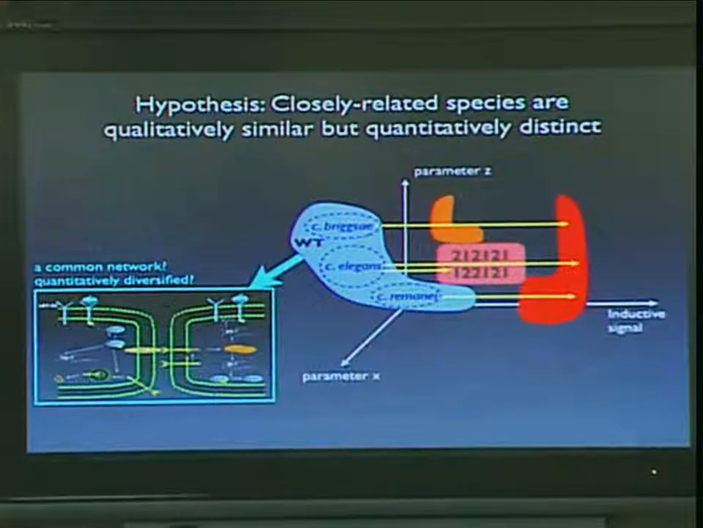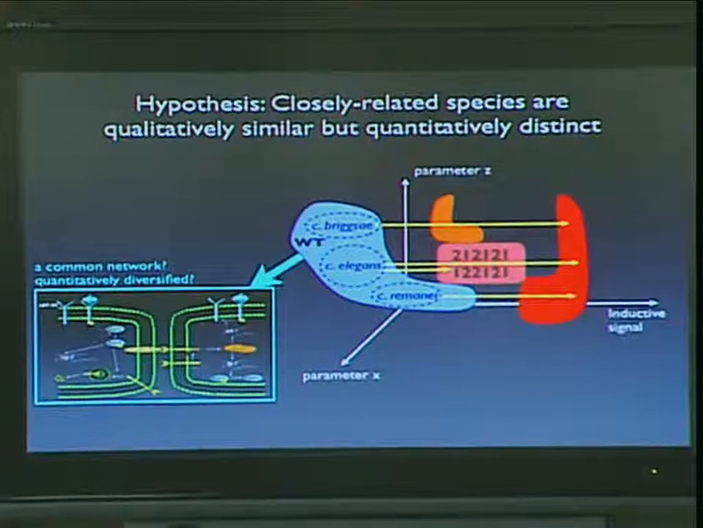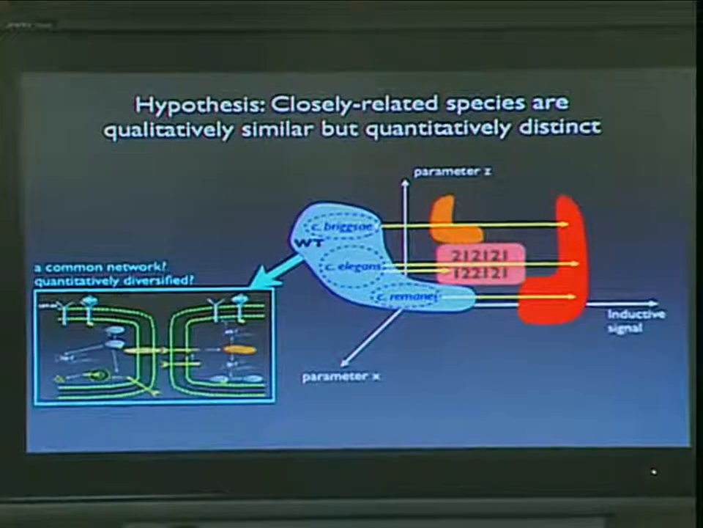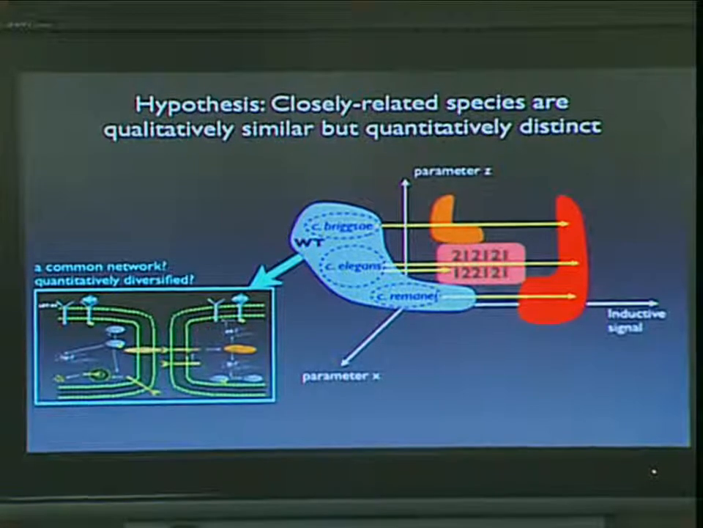So one hypothesis of these results was that perhaps these species, C. elegans, C. briggsii, C. remini, they're all wild type, but they're quantitatively different from one another. So not only do they share the same parts, but they've actually wired them up in the same topology of a network, but those networks operate quantitatively differently. So C. briggsii occupies this region in parameter space, C. elegans some other region, and because they occupy different regions, they have access to unique phenotypes when you perturb them away from wild type.